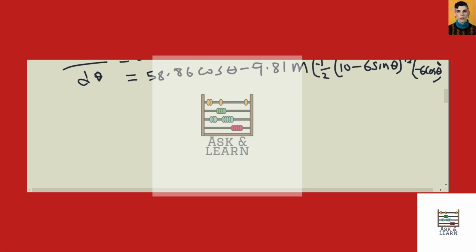So we can now equate this to 0 and put theta at the value given as 30 degrees. We are going to arrive at the mass to be 5.3 kilograms. So this is the magnitude of the mass.